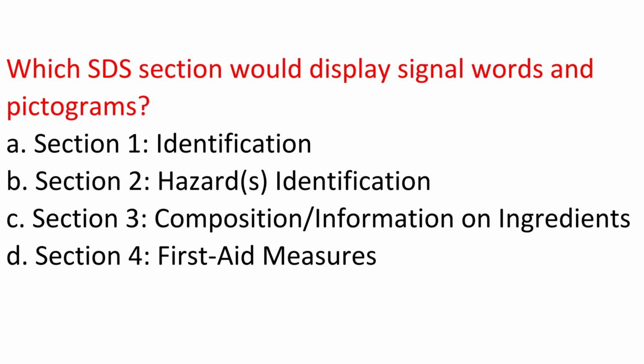Question: which SDS section would display signal words and pictograms? A. Section 1, Identification. B. Section 2, Hazards Identification. C. Section 3, Composition, and Information on Ingredients. D. Section 4, First Aid Measures.